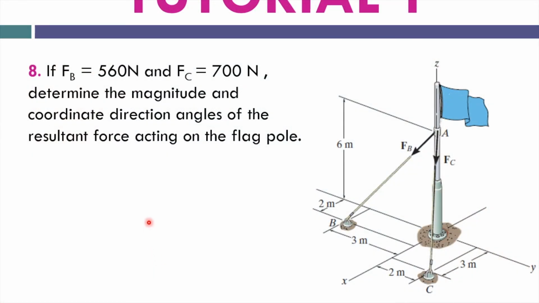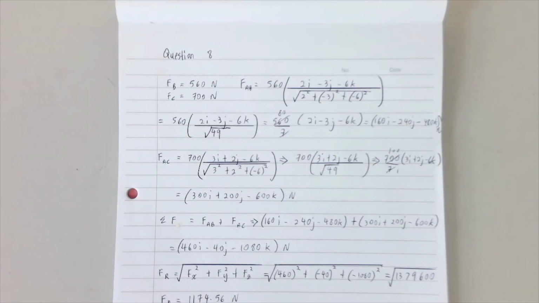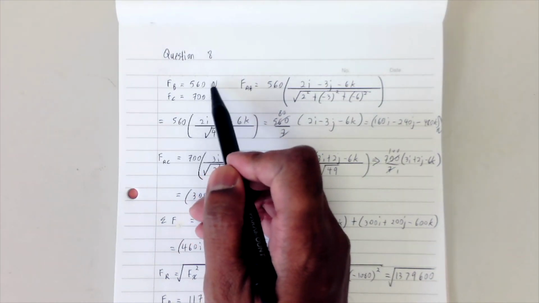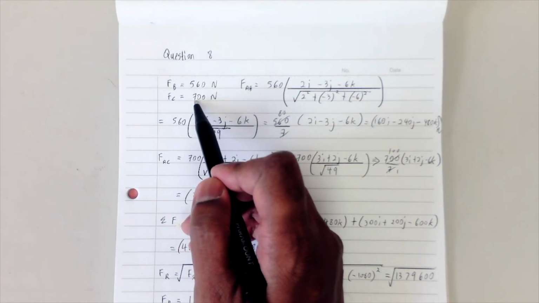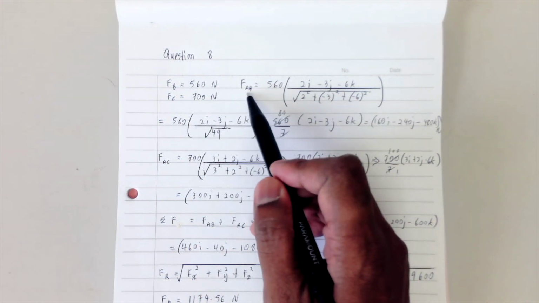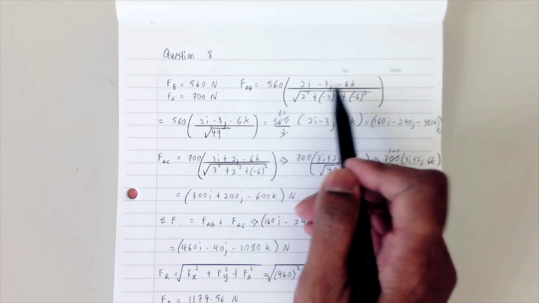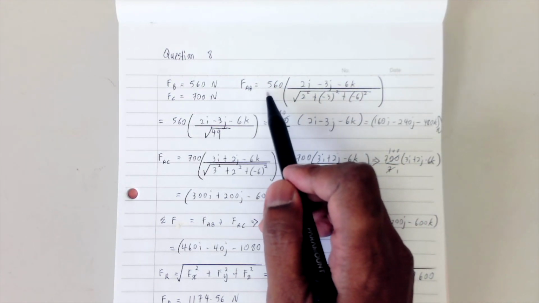For question number 8, the final question of tutorial 1, FB is given as 560 Newton and FC is given as 700 Newton, and now we're going to find the resultant magnitude and also the angles. So here the given forces are FB 560 Newton and FC 700 Newton. We are going to find the forces in i, j and k format, the Cartesian vector format.